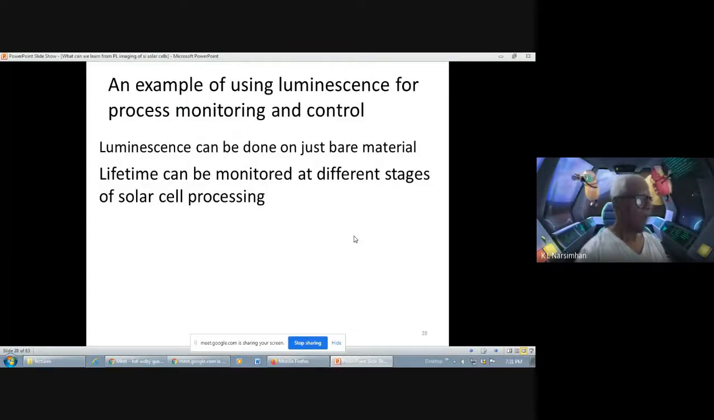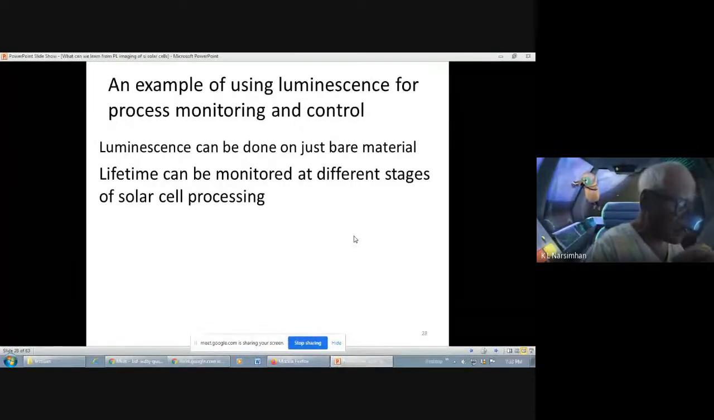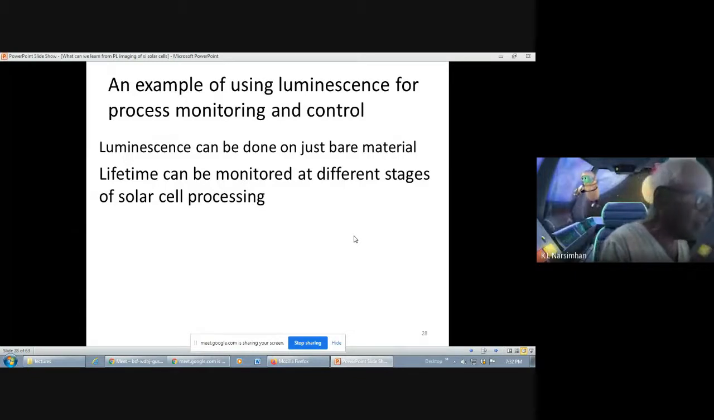And what I'm going to give you now is how we can use this. So I have given you two examples. First, we have seen that you can have a distribution of lifetimes, and you can capture this distribution by taking an image with a camera, and the variation in intensity is essentially the variation of the lifetime across the sample. Now this is on bare material.